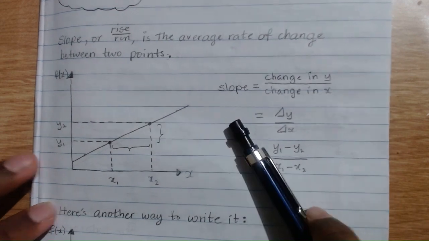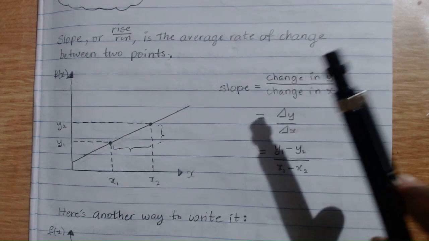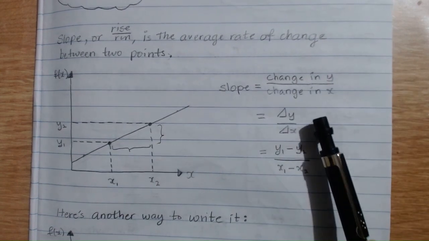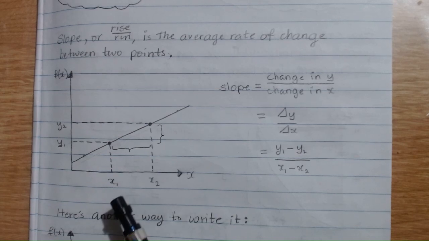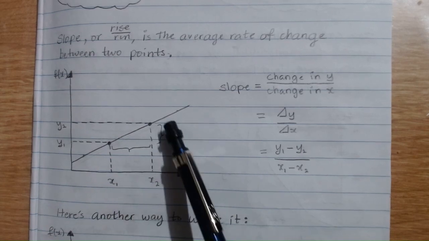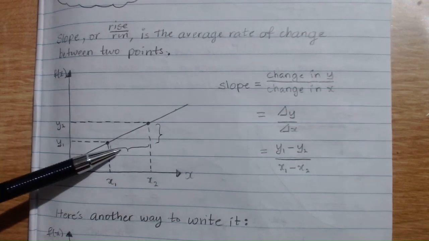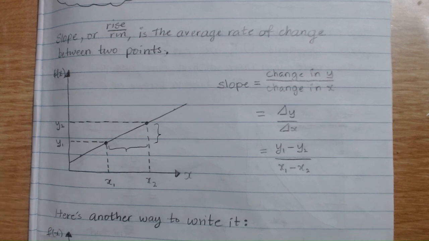So this is the basic formula for slope. This is a pretty fundamental formula. You learn it in your algebra class. Slope is equal to change in y over change in x, which is delta y over delta x, which is y1 minus y2 over x1 minus x2. All slope is saying is this distance here divided by this distance. So it actually represents the average rate of change between these 2 points.